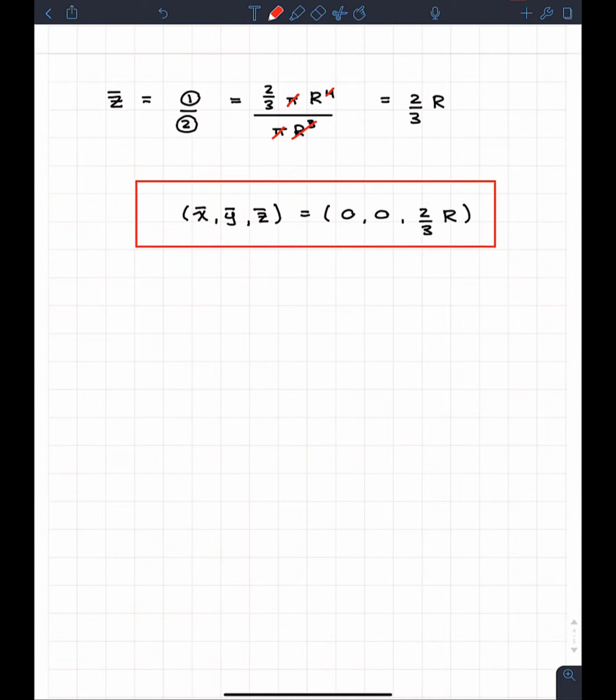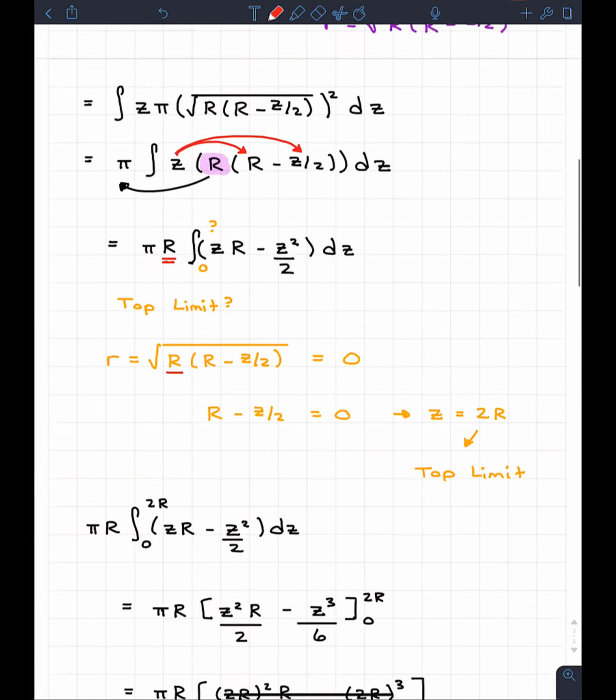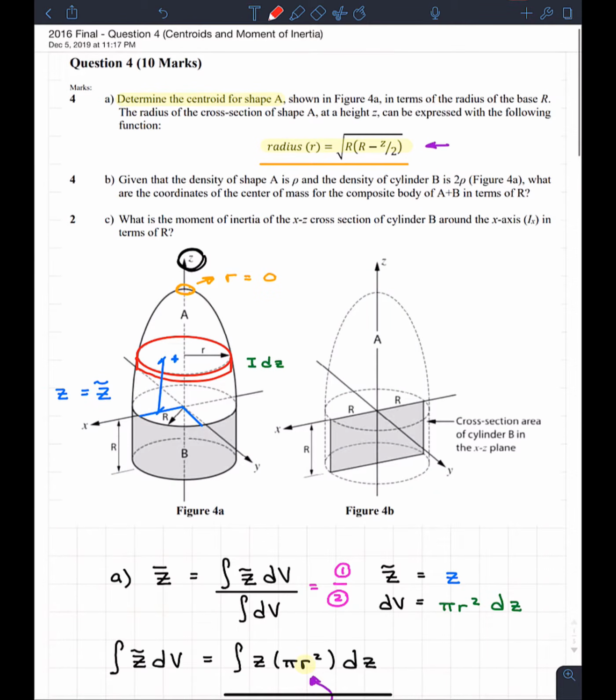Perfect. So this was part A, and I did a lot of extra work. You guys can probably solve it a lot faster than I can, but it is pretty beefy, part A. So hopefully it gets a little bit easier moving forward.